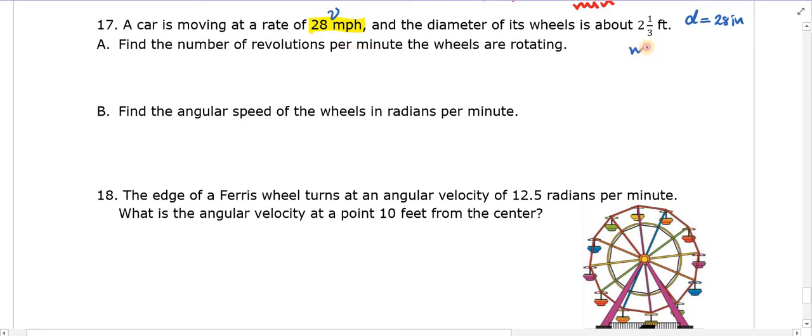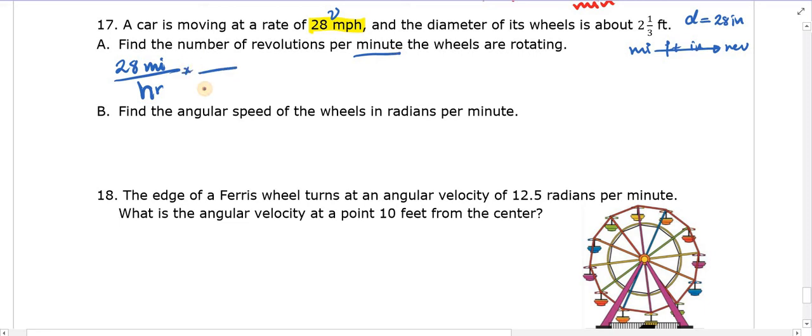We know we can convert miles, which we have here, into revolutions. But because the diameter is measured in inches, I know that I have to convert into feet first and then inches, and then I'm going to convert to revolutions. So that's what I'm going to do here. What do I have? I have 28 miles per hour, and I need to convert the miles into inches and the hours into minutes.